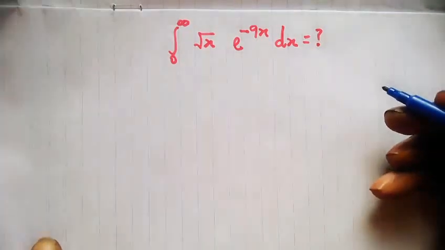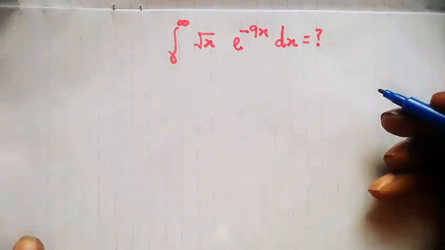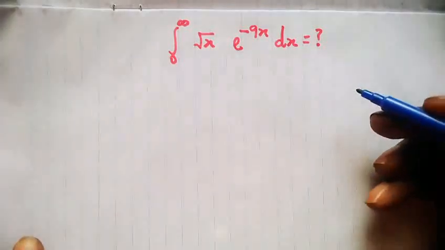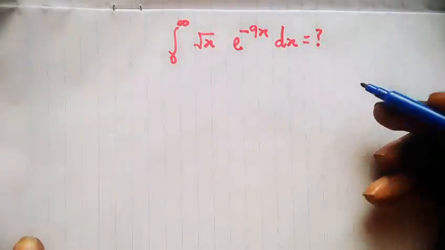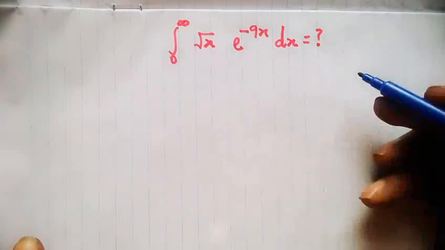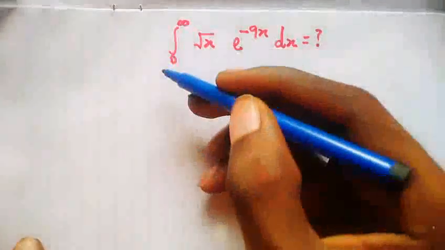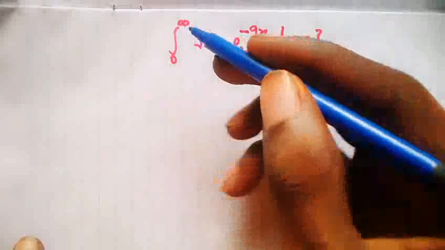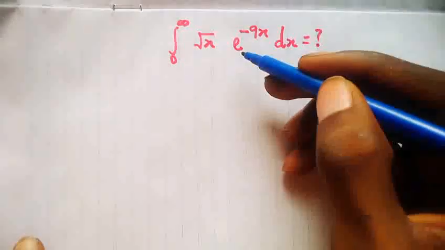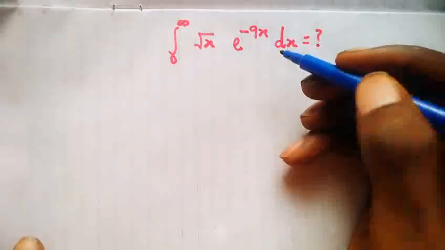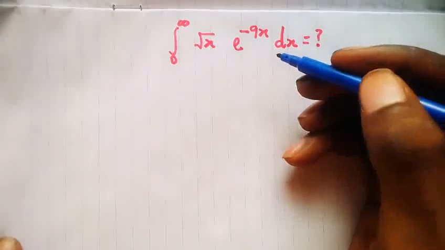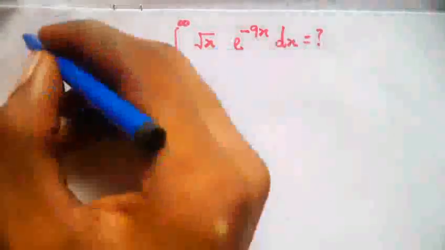Today is the second class of the introduction to the gamma function. Today we have the application in solving this problem here. So how do we evaluate this problem? The integral as x goes from 0 to infinity of the square root of x times e raised to power negative 9x dx. Okay, before we start solving this problem, let us take note of this.